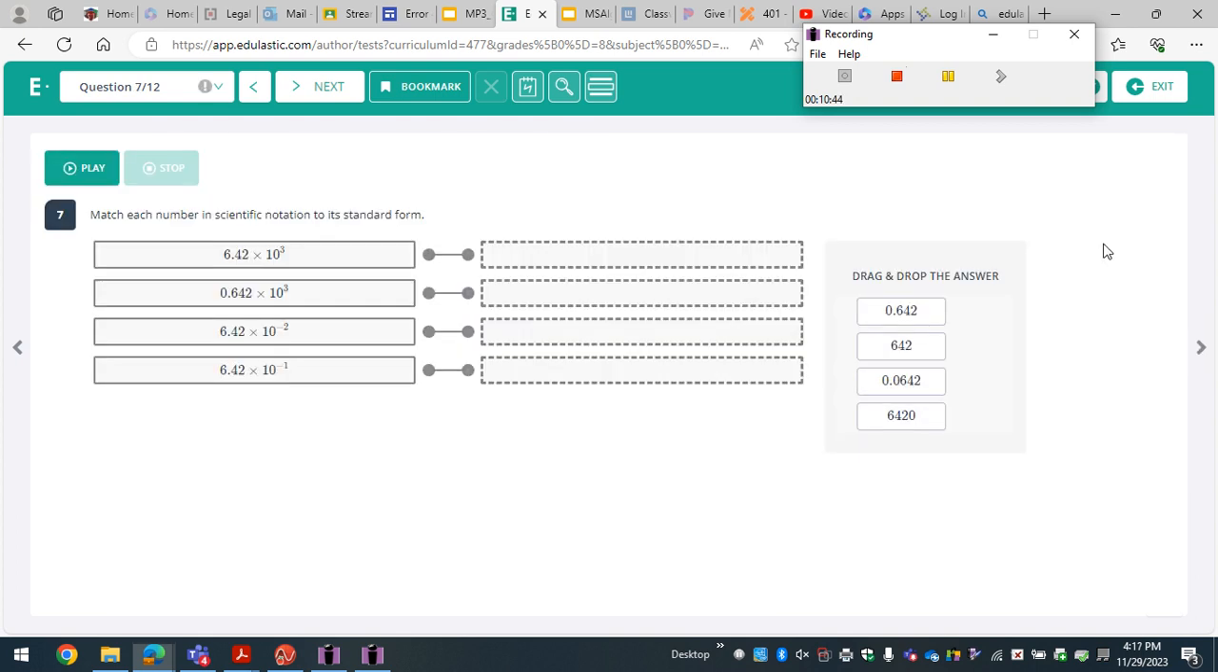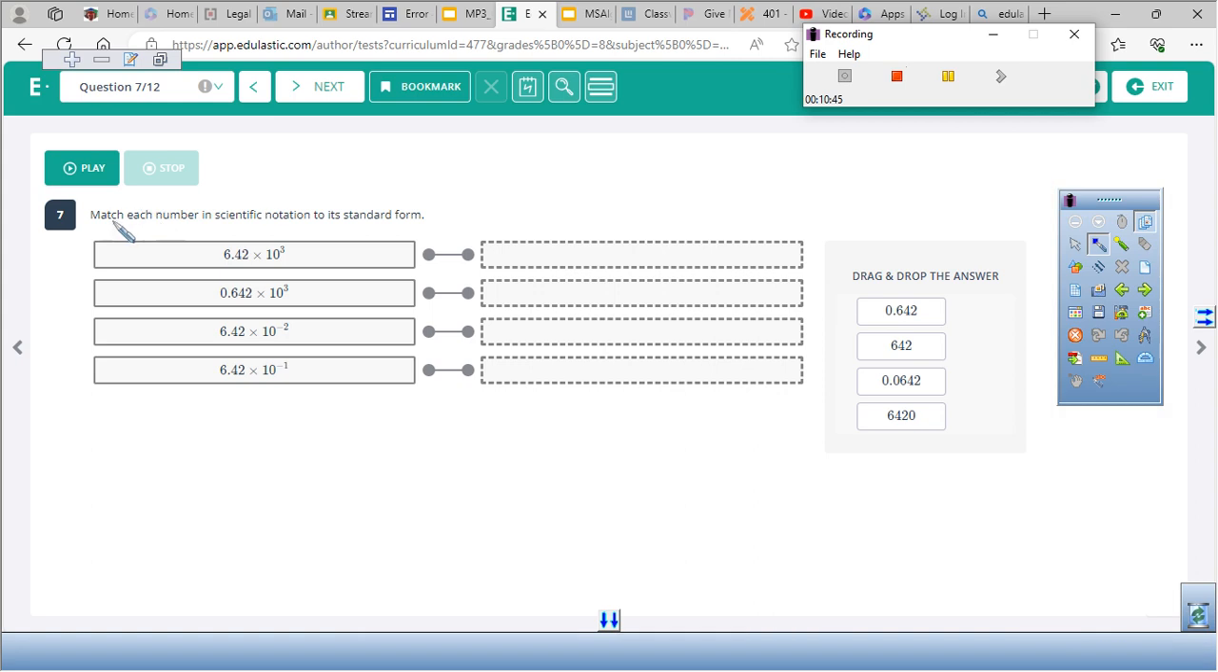Okay, this one's just doing some scientific notation. Match each number in scientific notation to its standard form. So this is not even standard scientific notation, so I don't know if we should match that one up. We'll figure it out though. So this one says move it 3 to the right. So 1, 2, and basically add a 0 there. All right, which would be that one. So that one should go here.